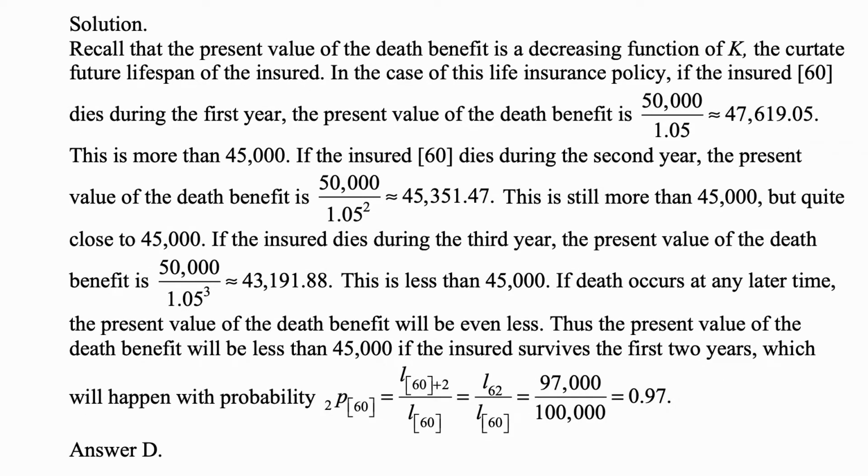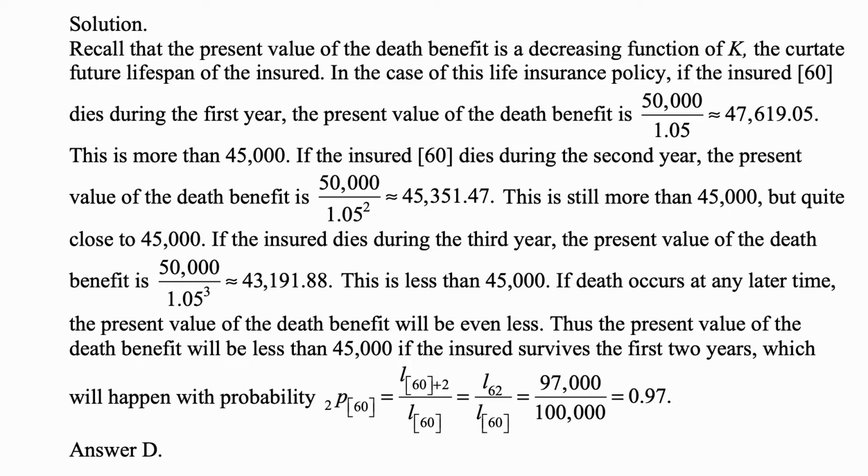And here's the solution. So recall that the present value of the death benefit is a decreasing function of K, the curtailed future lifespan of the insured, meaning that the longer the person lives, the smaller the present value of the death benefit. If the insured 60-year-old selected at age 60 dies during the first year, the present value of the death benefit is $50,000 divided by 1.05, so the discounted value of $50,000, and that's $47,619.05. That's definitely more than $45,000.